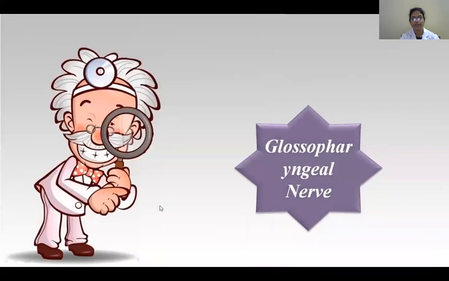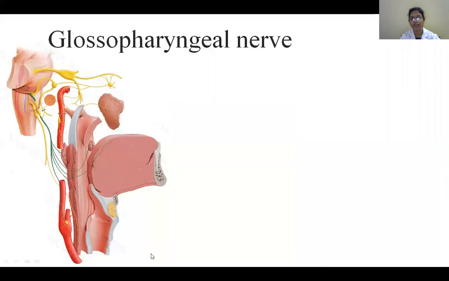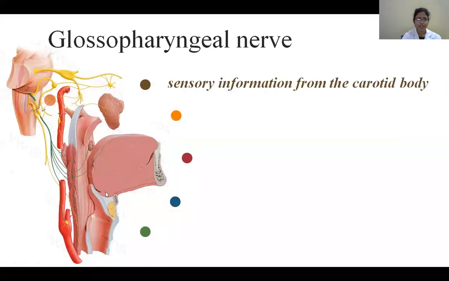So coming to the next nerve, that is the glossopharyngeal nerve or the ninth cranial nerve. Now if you look at the glossopharyngeal nerve, this green structure which is highlighted here is the glossopharyngeal nerve. First and most important thing, it carries sensory information from the baroreceptors present in the carotid body. So this is how it is involved in the baroreceptor reflex. Second important job is it carries taste sensation. This structure is the tongue. So it carries taste sensation from the posterior 1/3 of the tongue here.